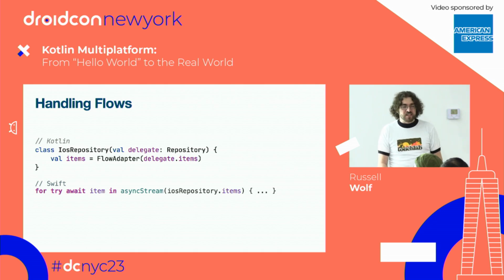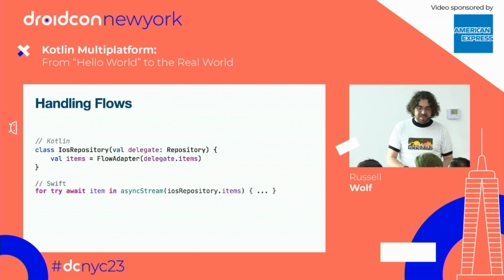There's some libraries that can help with this. So KMP native coroutines is a plugin that generates a lot of this code for you. But it still has some complexity to it. You still need a home for some of these iOS specific things that can be kind of awkward.